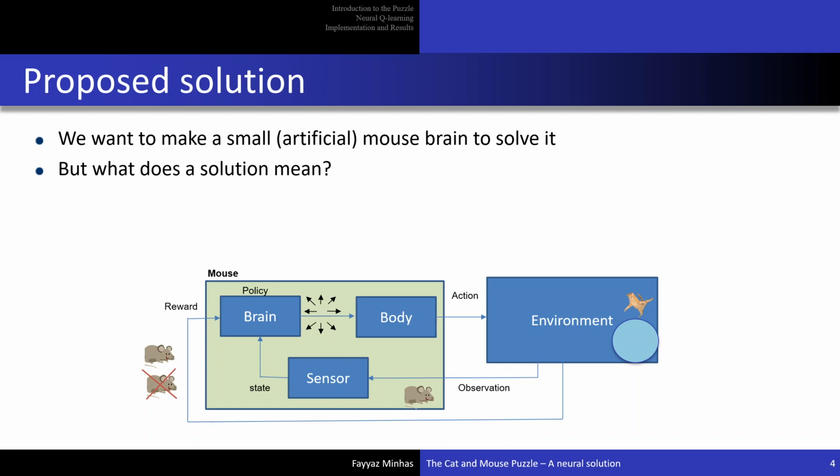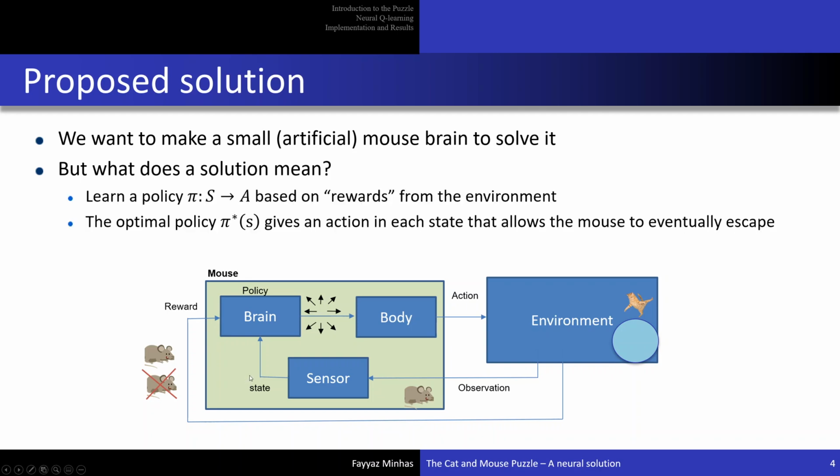And then that action is executed by the body, and the position of the cat and the mouse are updated in the environment. If the mouse escapes or if it's close to that, then it gets a reward. And if it sadly dies away, it doesn't get that reward. So we want to essentially use that reward signal that the environment is giving us, or the mouse, to help the mouse develop a strategy or a policy that allows it to escape.